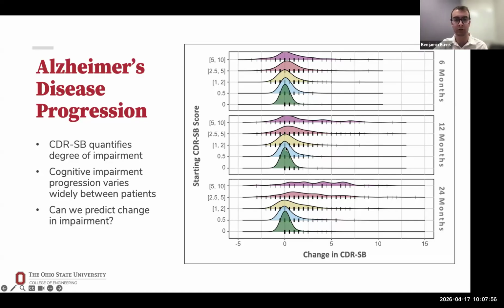So looking at the distribution of the change in CDR-SB of these specific patients over a 12-month period, the blue and yellow curves here show quite high variance in this distribution. On average the changes are quite small, close to zero, but there are some patients that have very large increases in cognitive impairment over the period, and some that even experience regression in their symptoms and actually have improved cognition over that 12-month period. So it's a very non-trivial problem to perform this type of prediction.